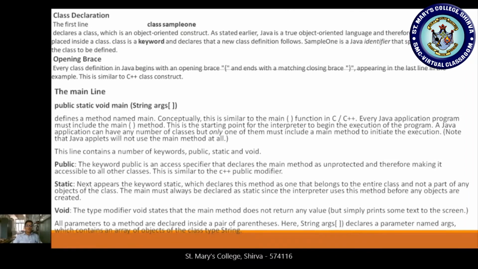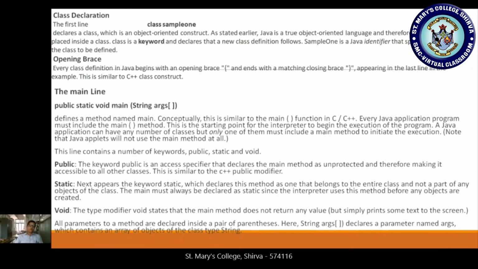The next one is the void keyword. We are familiar with void. It avoids returning values; it doesn't return any value to the calling method. All parameters to a method are declared inside a pair of parentheses, whatever the parameters.